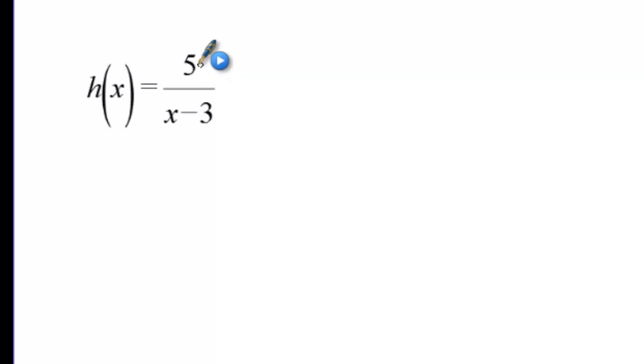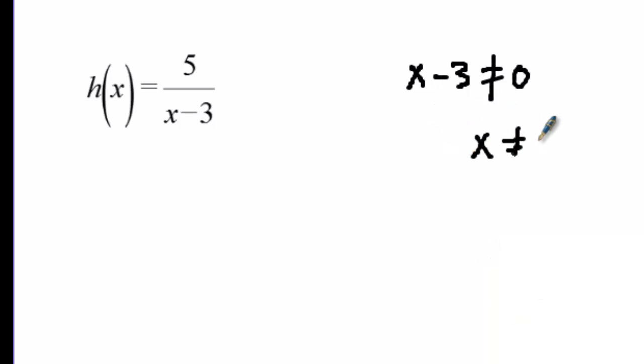Okay, here I have 5 over x minus 3. So again, we want to look, do we have a variable in the denominator? Yes. So I say the denominator, which in this case is x minus 3, cannot be 0. So x minus 3 cannot be 0, so x cannot be 3. So that's the algebraic way to express it.